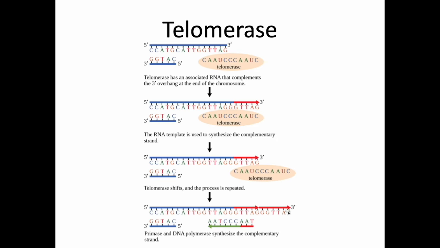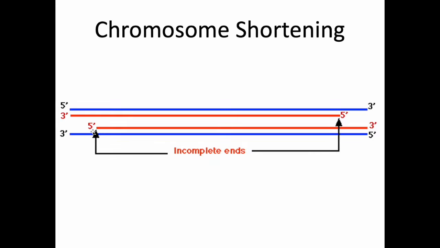This overhang right here, this GGG, TTAAG, whatever, there's no way to replicate this. There's no way to copy this over. You can see polymerase right here building DNA. There's no way to fill in this gap. We are going to lose this information. This is going to be shortened. There's no way to replicate this. Like I said, back here, we're going to lose the ends of our chromosomes.